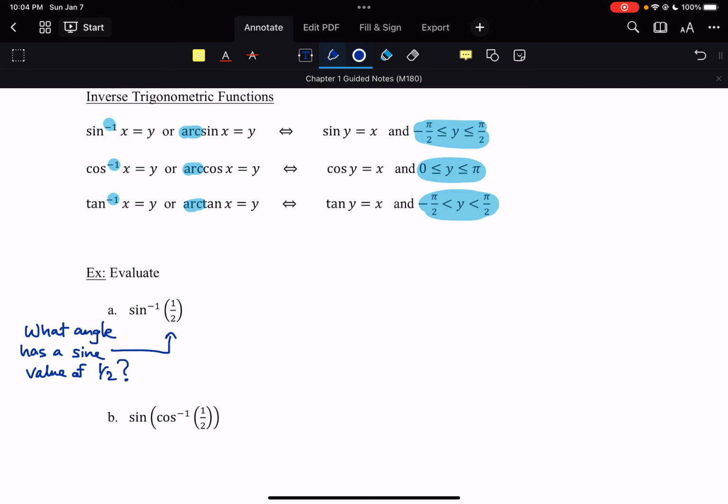And as with everything on the unit circle, there would be more than one, except we are restricting our domain to only lie, in this case, between -pi over 2 and pi over 2, so that we don't have repeated outputs, and that would make this not a function anymore. So the question, what angle has a sine value of 1/2, specifically one that falls within this range? There is only one that meets that criteria, and that's pi over 6. And again, the alternative version of this question: sine of pi over 6 is 1/2.